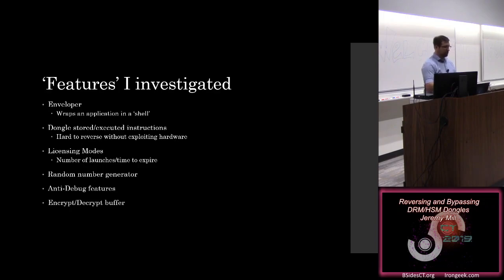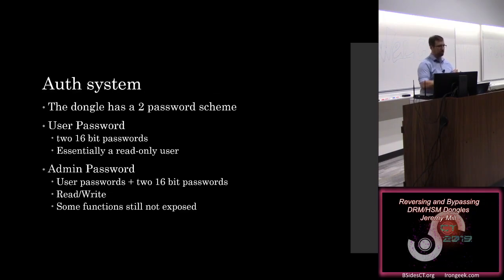Licensing modes, right? This is the number of launches, time to expire, features that are available. The random number generator is built in there, as well as some anti-debug functionality, which they claim is robust, and some ability to encrypt and decrypt buffers. So the authentication system for the UniKey.